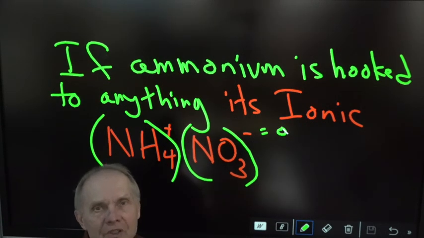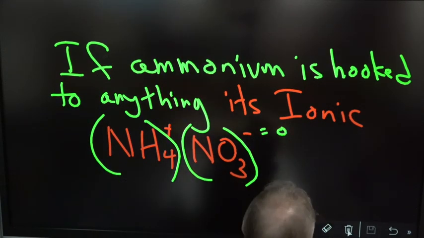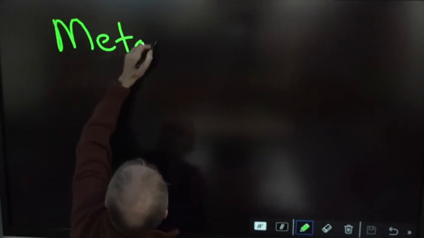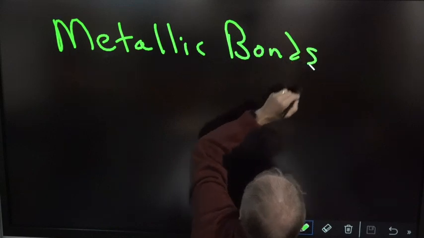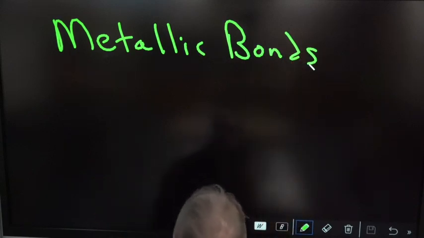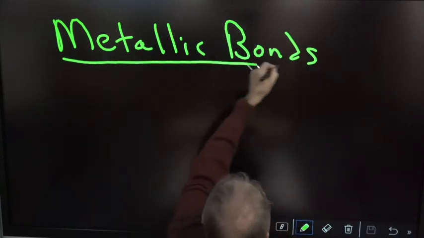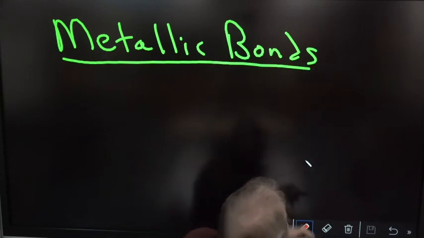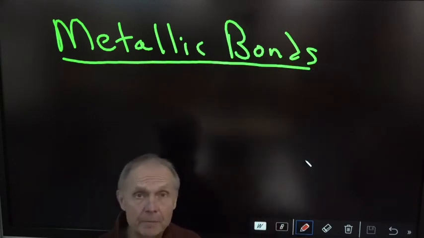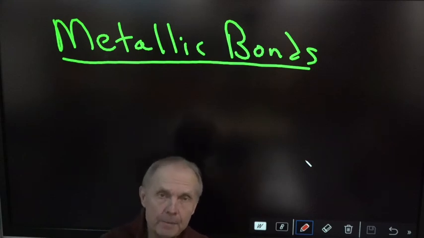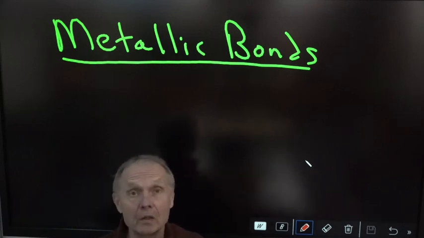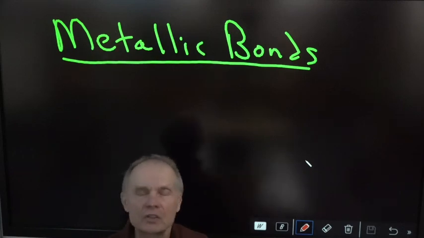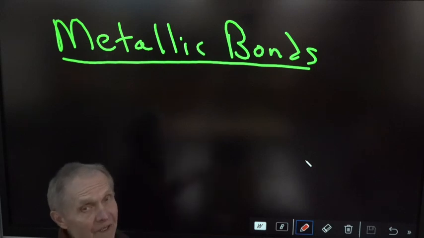Now we go to metallic bonds. So now, metallic bonds and ionic bonds. Remember, an ionic bond, a metal hooked to something else. A metallic bond, it's just metal. It's just a metal hooked to nothing. So, the definition is a little weird.